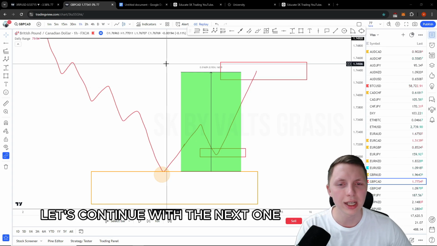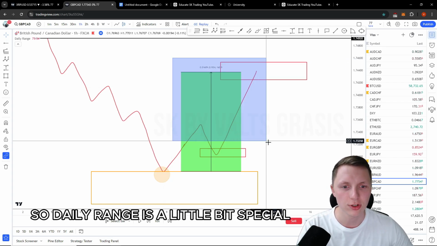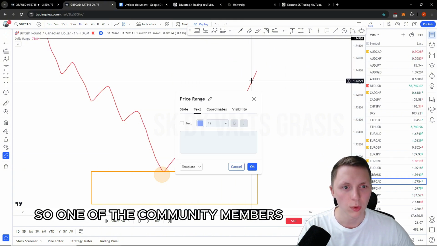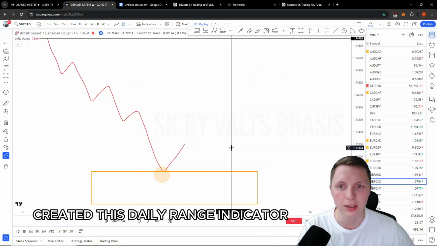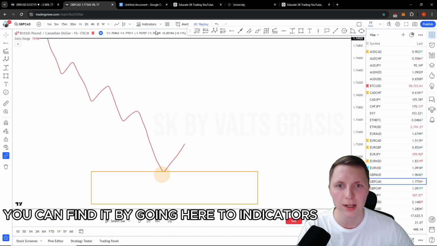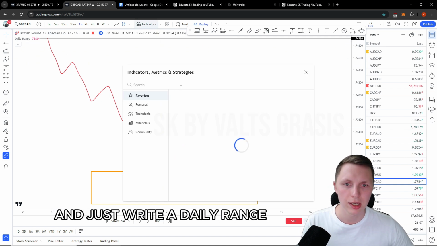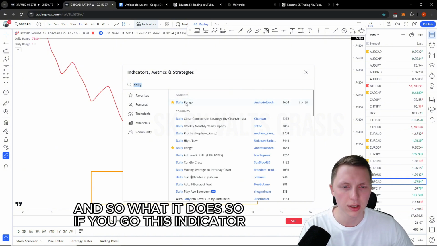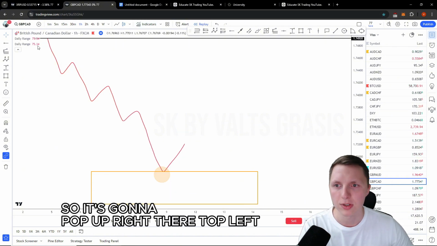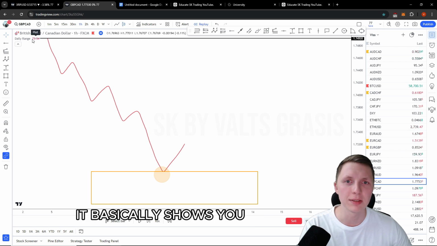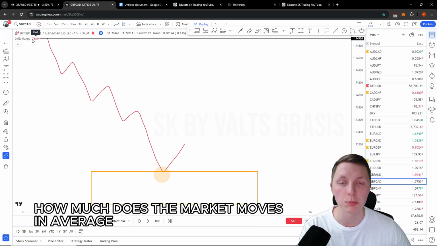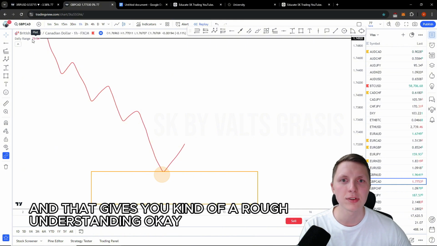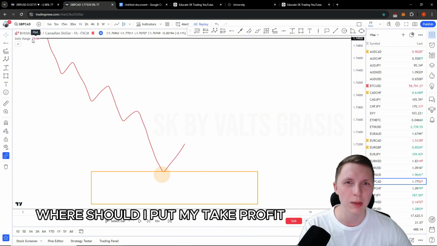Let's continue with the next one. The next one is going to be the daily range. The daily range is a little bit special as it is actually an indicator. One of the community members created this daily range indicator. You can find it by going here to indicators and just writing daily range. What it does, if you go to this indicator, it's gonna pop up right there, top left. It basically shows you how much the market moves on average for the past 90 days. And that gives you a rough understanding of where you should put your take profit.